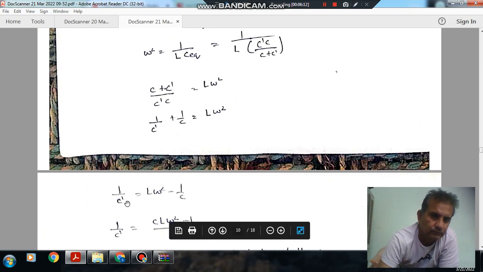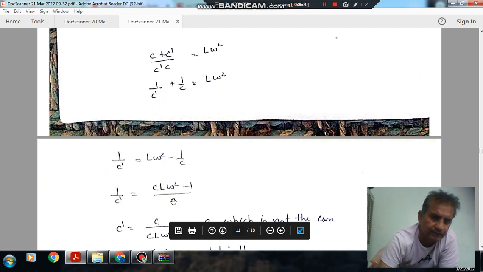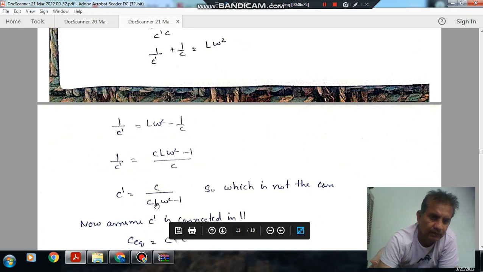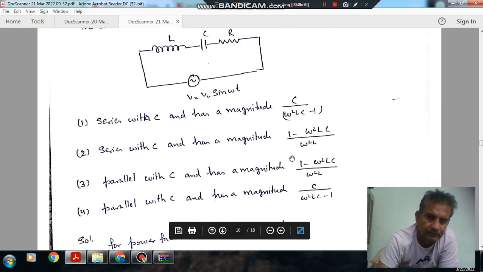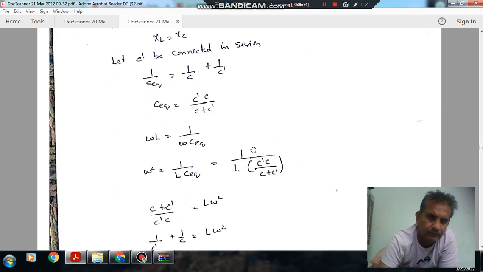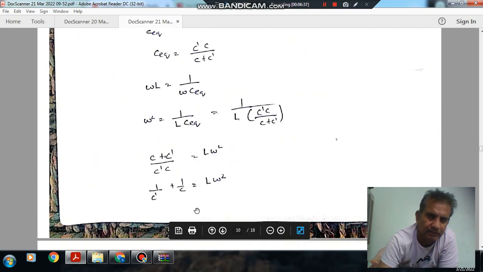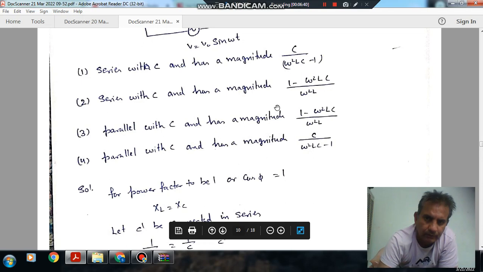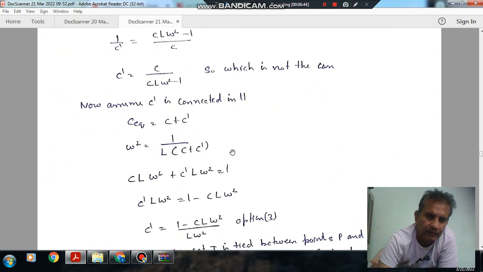So 1 by C' is equal to, solving this out, L omega square minus 1 by C, or 1 by C' will be (C L omega square minus 1) by C. So C' will be equal to C divided by (C L omega square minus 1). So for series, there are two options, none of these satisfy the condition, because it is C L omega square minus 1, here a minus 1 is there. So this does not satisfy the condition.